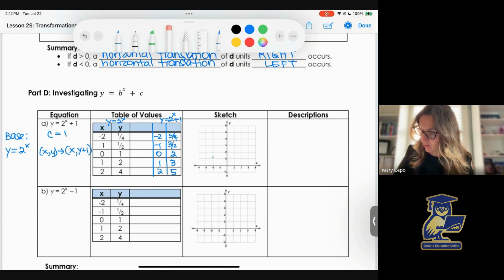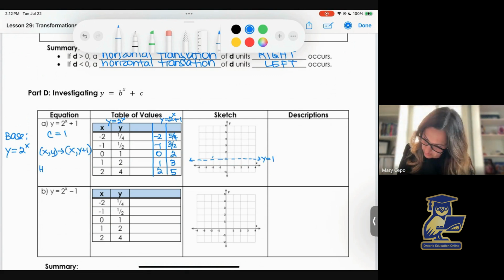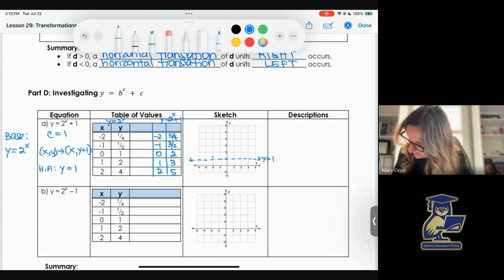Because our c value, we're moving everything up, that means our horizontal asymptote is now shifted up as well. So this is y is equal to 1. I jumped the gun there and drew it at the wrong spot. We've just moved that up by 1. So at -2 we're at 5/4, at -1 we're at about 1.5, at 0 we're at 2, at 1 we're at 3, and at 2 we're at 5.